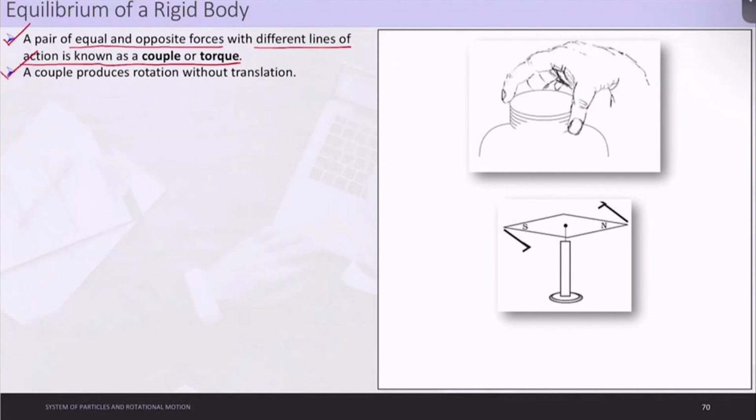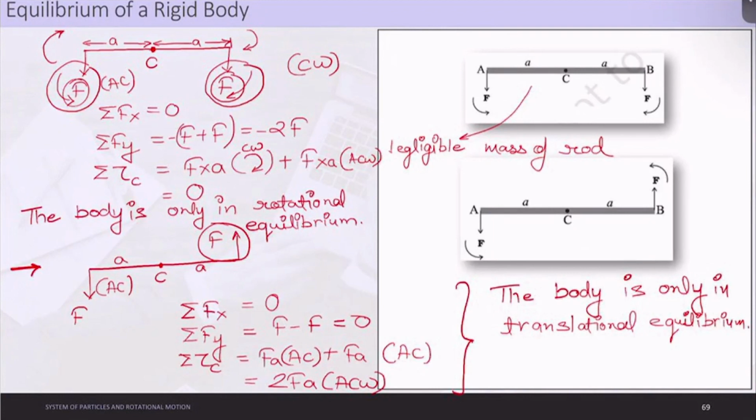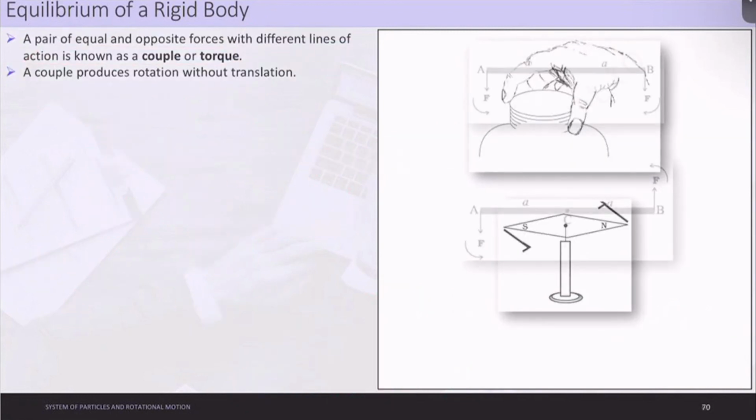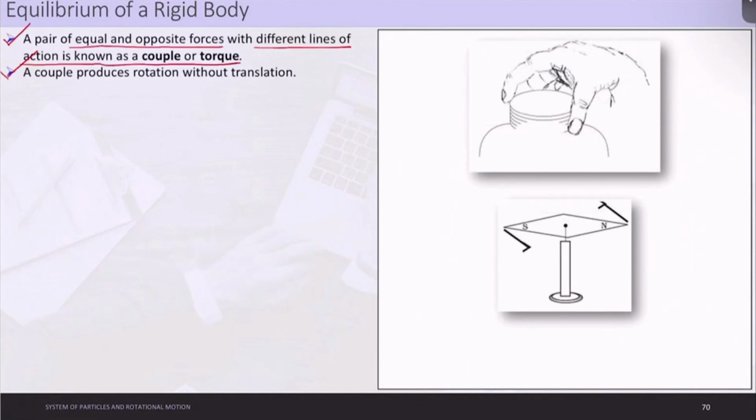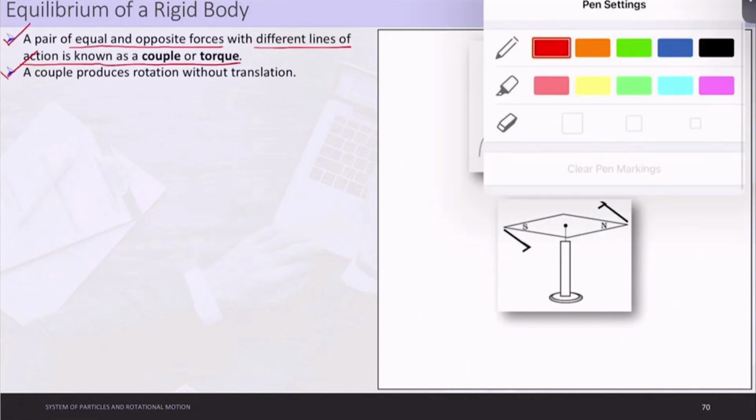So if you can clearly see in the previous example, the second example here, you can see that the body was having translational equilibrium, so it is not having any translation happening, but a rotation keeps on happening. So there is a complete rotation which keeps on happening. So we can say that these two forces act as a couple. Right.